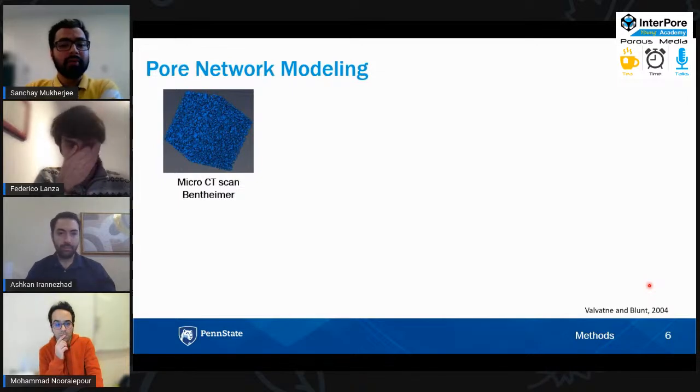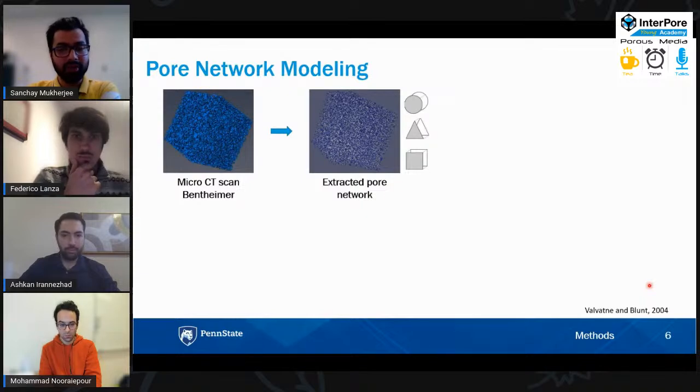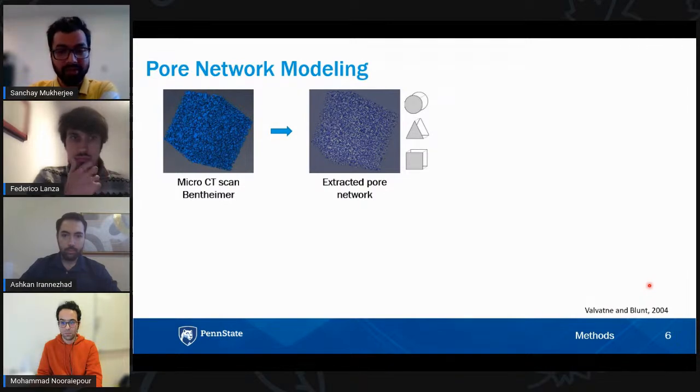We have used pore network modeling simulations in the study. We start with a micro CT scan of Bentheimer sandstone. Then we extract the pore network from the image. Previous studies of interfacial area have evaluated it only for a particular type of pore and throat combination. In this study, we used the code from Valvatne and Blunt, where the pore structure is represented by multiple types of shapes such as spherical, triangular prism, and cuboids.